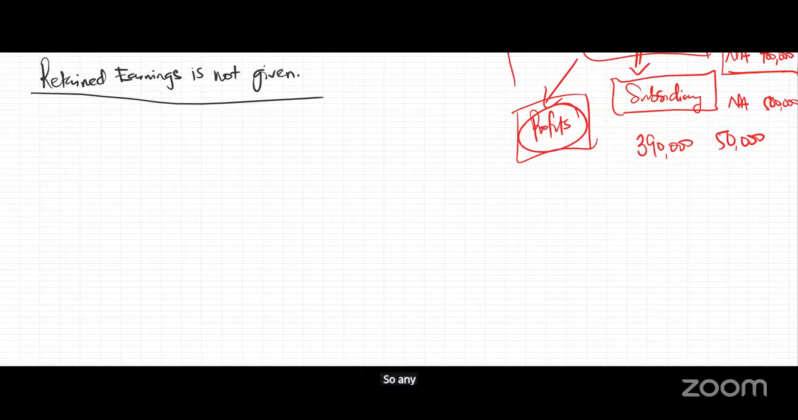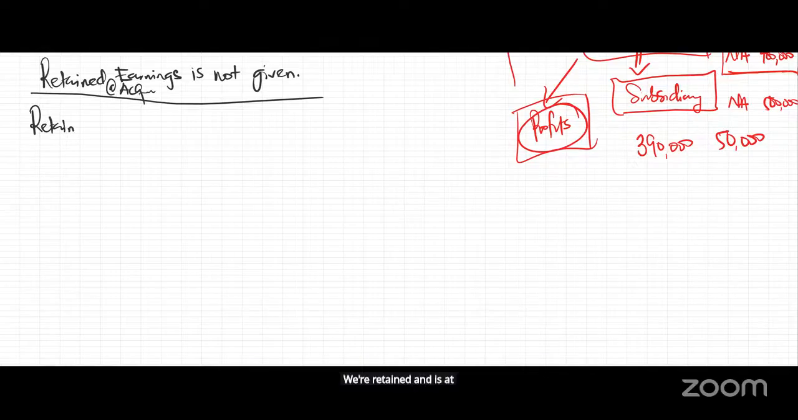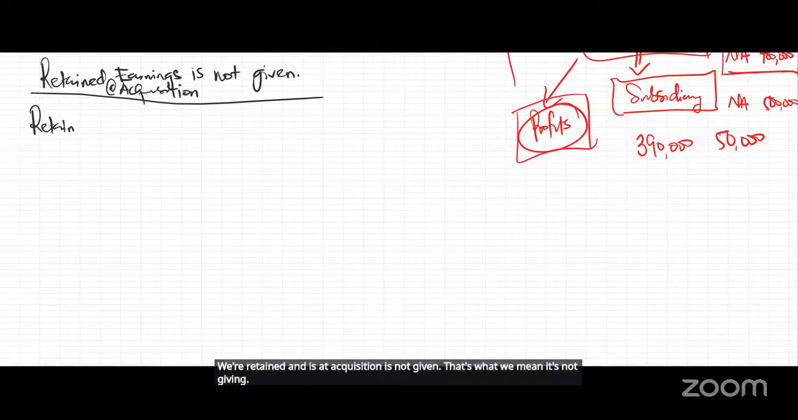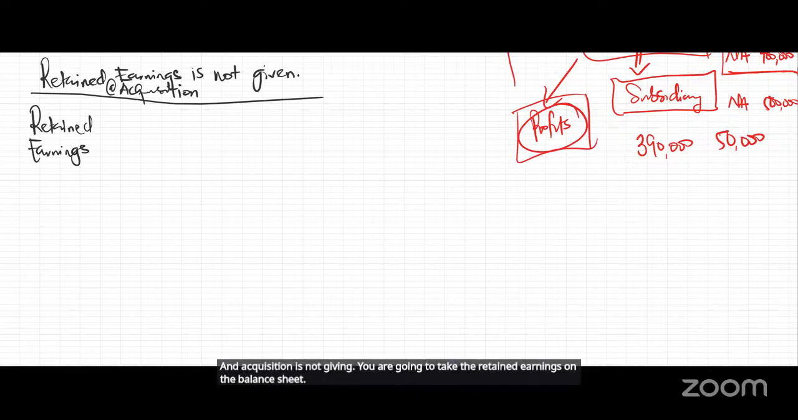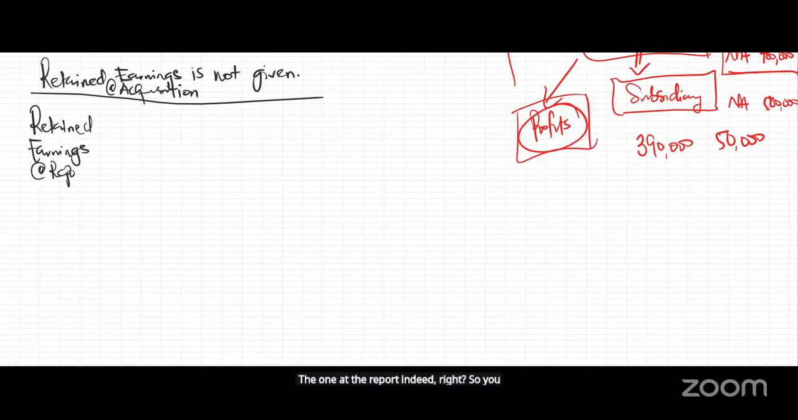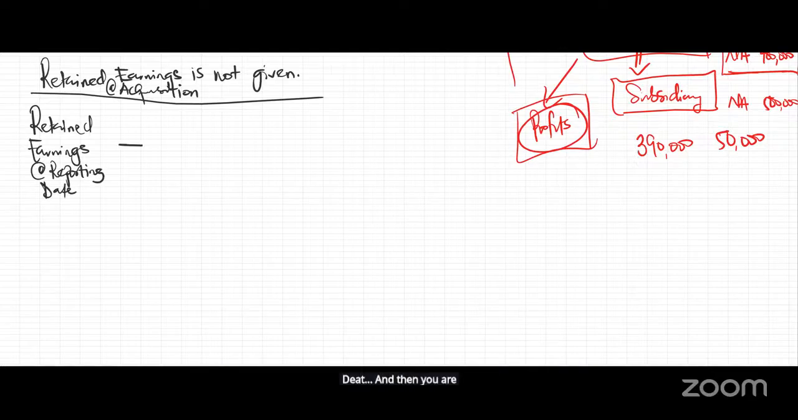So usually in consolidations where the subsidiary is a full year subsidiary, the retained earnings is given. But where retained earnings is not given, it's that simple. Always take the retained earnings when retained earnings at acquisition is not given. The closing retained earnings is always given. So when retained earnings at acquisition is not given, you are going to take the retained earnings on the balance sheet, the one at the reporting date.